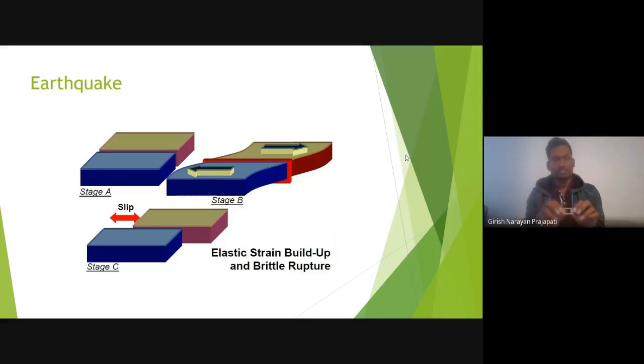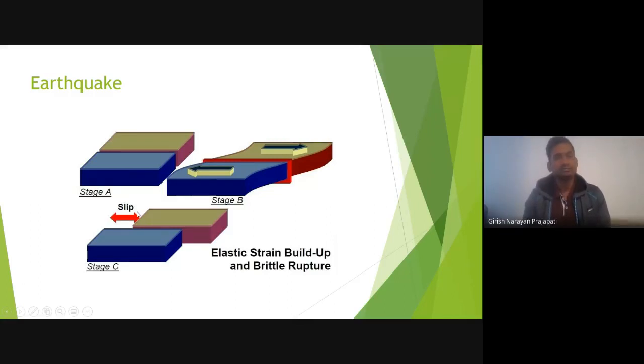if I stretch it, once it reaches its strength, what will happen? It will break. Similarly, when the tectonic plates are moving and reach their strength, they break. And this red plate at which they are moving is called a fault or fault line. When there is a sudden slip, this sudden slip causes the earthquake. This is the reason for the earthquake.